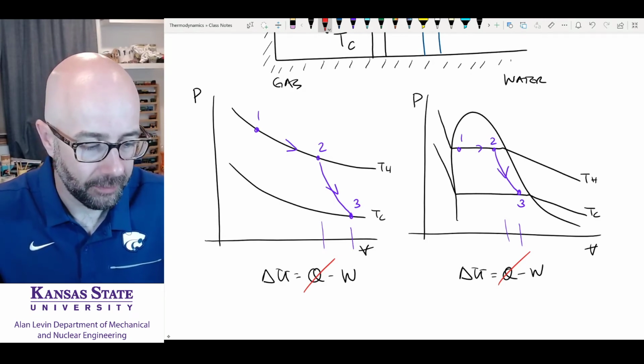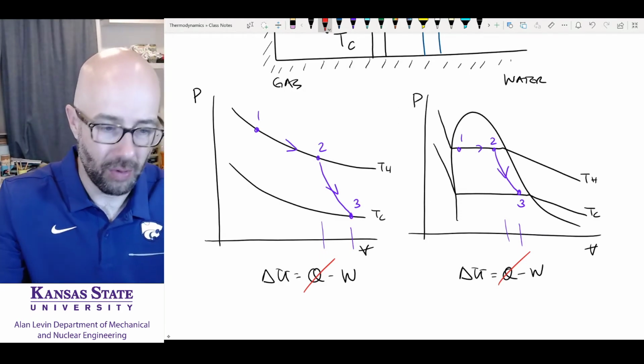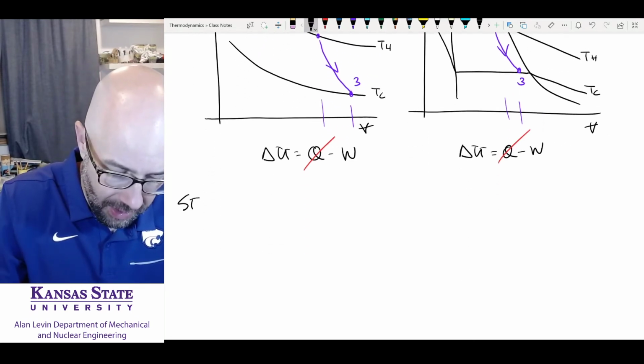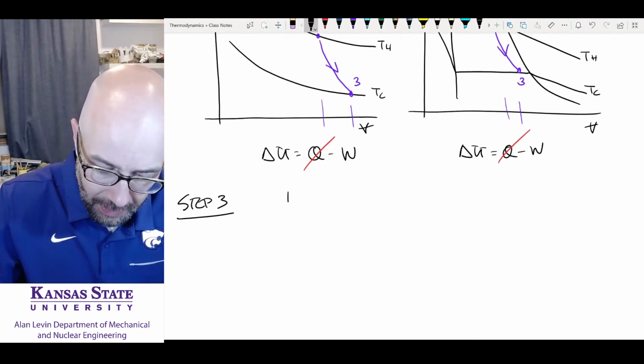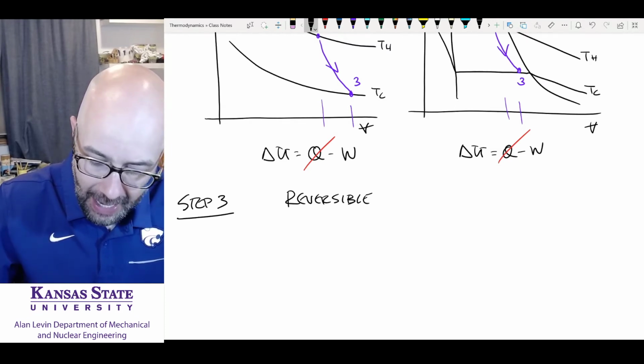All right. Let's go on now and talk about our third process. So step 3. It's going to be reversible isothermal.